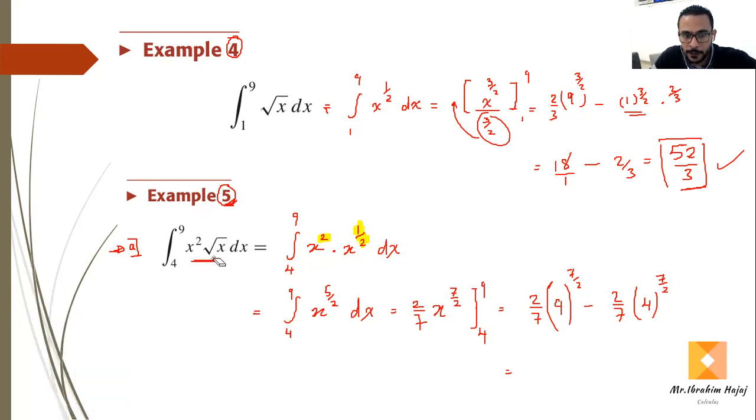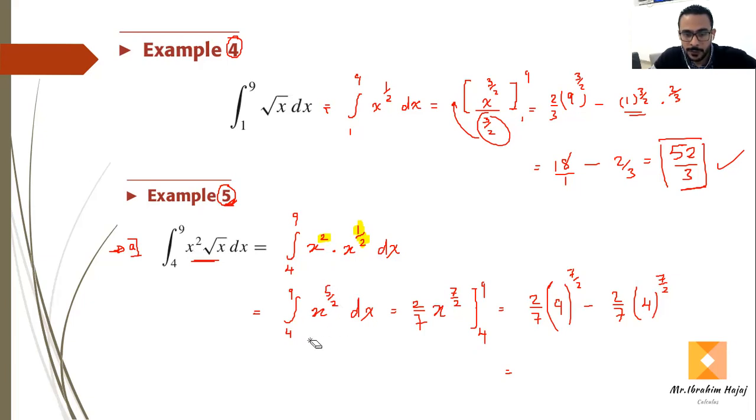Here we have the product of two functions, x squared and radical x, right? You know the square root of x can be written as x to the power of half. From the properties of exponents, we can add the exponents: 2 plus half is 5 over 2. In the integration, for x to the power of 5 over 2, we just add 1 to 5 over 2 and divide by the new exponent to find your definite integral.